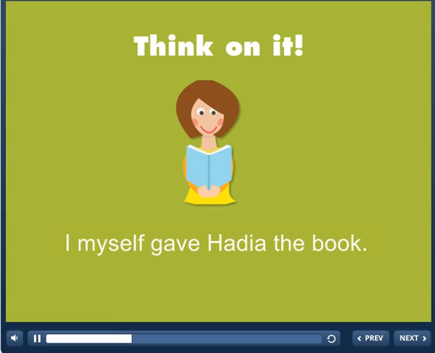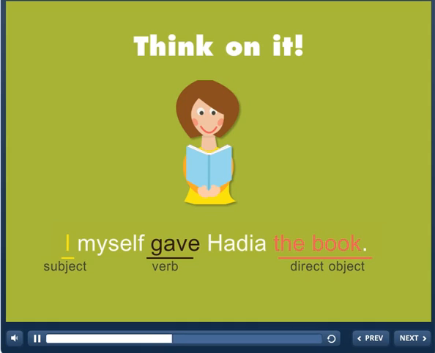For example, I myself gave Hadia the book. Here, the verb is gave, the subject is I. What did I give? The book. The book is the direct object. Who was indirectly affected by my action? Hadia, because I gave the book to her.